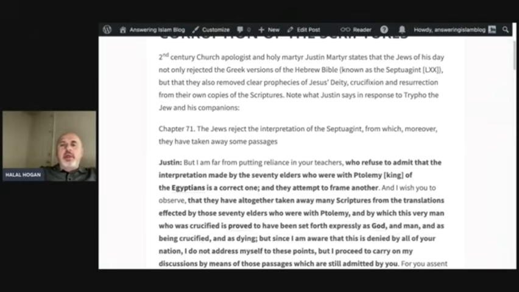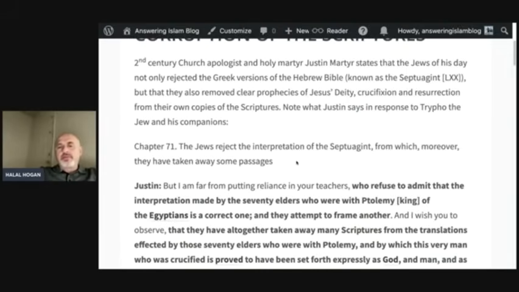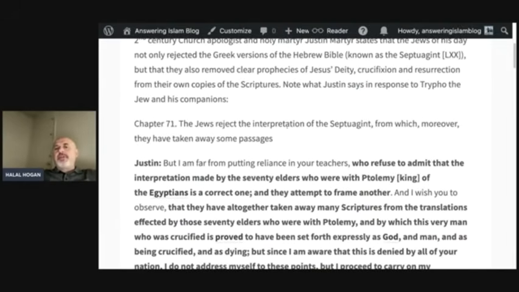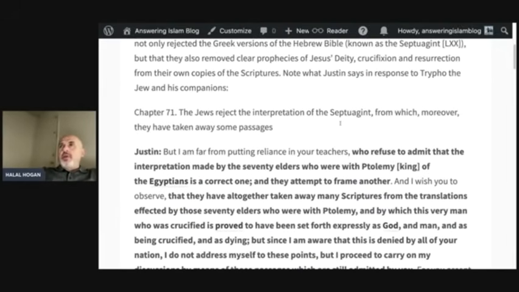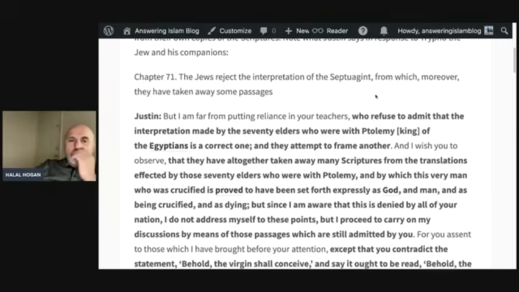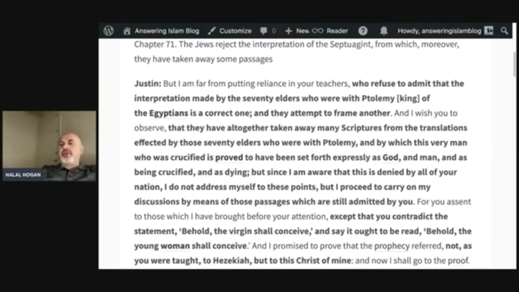Now I want you to see what Justin Martyr says. He says to Trypho, right here, the Jews rejected the tradition of the Septuagint. The Jews who don't believe in Christ don't accept the Greek version of the Old Testament produced by 70 Jews. That's why it's called the Septuagint. Look what he says: But I'm far from putting reliance in your teachers, who refuse to admit that the interpretation made by the 70 elders who were with Ptolemy, king of the Egyptians, is a correct one. And they attempt to frame another.